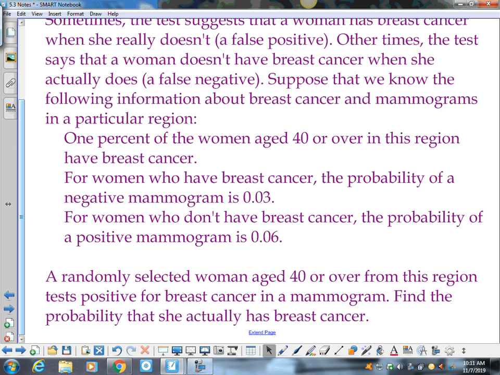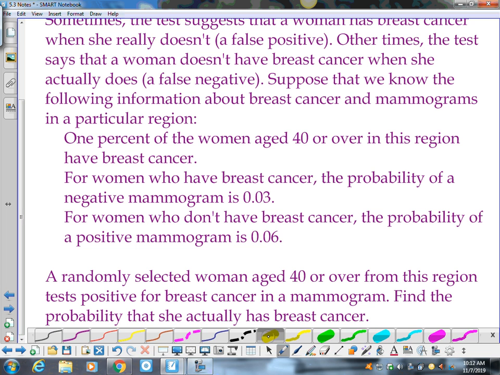1% of the women aged 40 or over in this region have breast cancer. For women who have breast cancer, the probability of a negative mammogram is 0.03. For women who don't have breast cancer, the probability of a positive mammogram is 0.06. So these two results are incorrect results. These are your false positives and your false negatives.